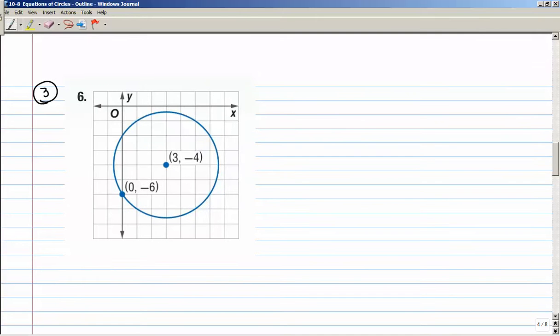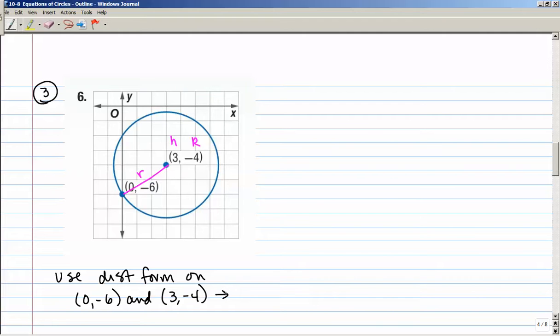Next example, very similar, pretty much a picture. Again, here is my radius. This is my center. So 3 is h, 4 is k. And again, I'm going to use the distance formula on 0, -6 and 3, -4. And when I do that, I get that my radius is the square root of 13. And plugging those into the formula, x minus h, which is 3, plus y minus k is going to give me a y plus 4 equals my radius squared, which is 13.